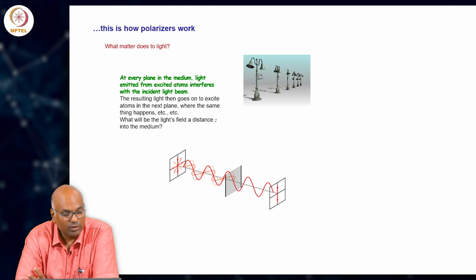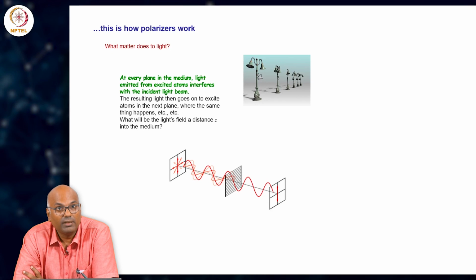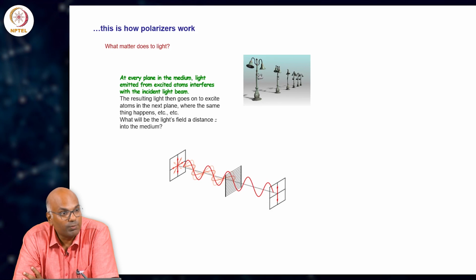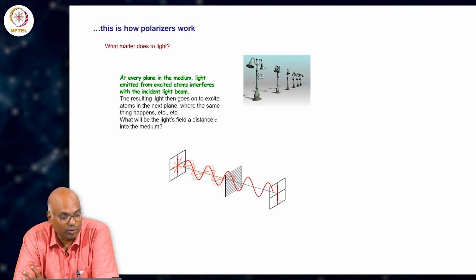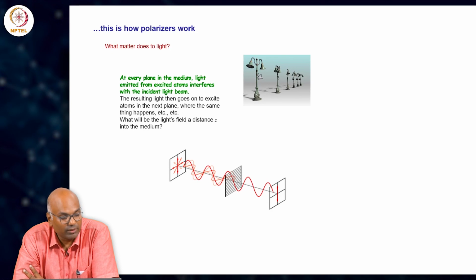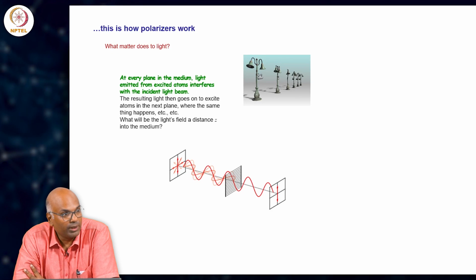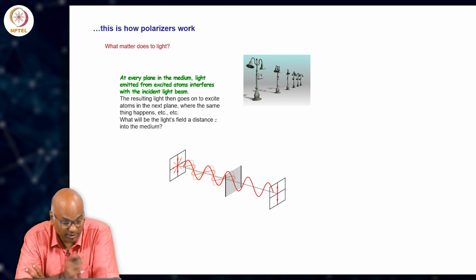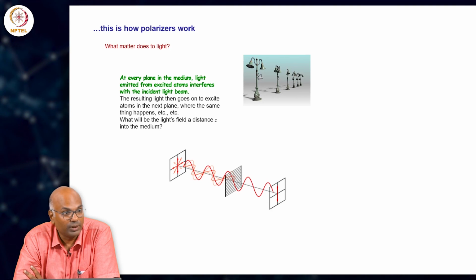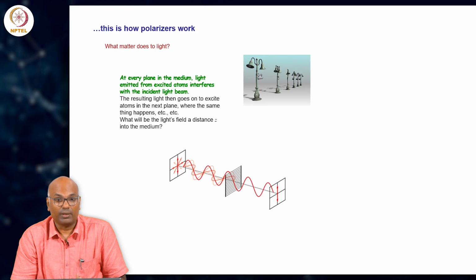Let us take this argument further. At every plane in the medium, light is exciting atoms. Light was passing through atoms, it oscillated the electron cloud. That oscillating electron cloud emitted light waves, and the incident wave interfered with this emitted beam. There are two waves present in any medium when light is propagating through it.